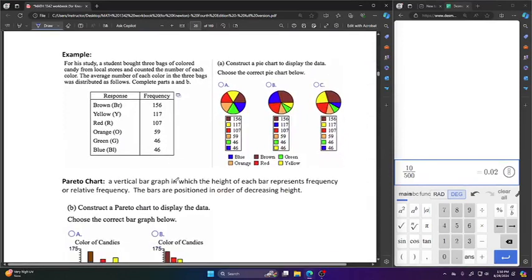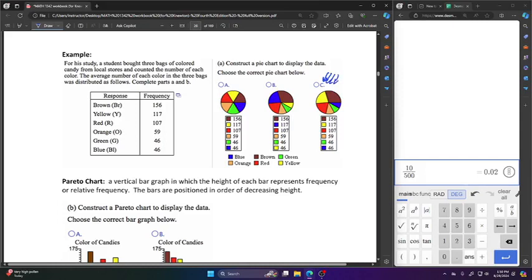Example. So they have another pie chart here. And we got brown, yellow, red, orange, green, blue. Which one would make sense with this? You tell me. You like C? Anybody else? I got one C. You like C too? I'll take another C. 3 C's. 4 C's. I like head nods.